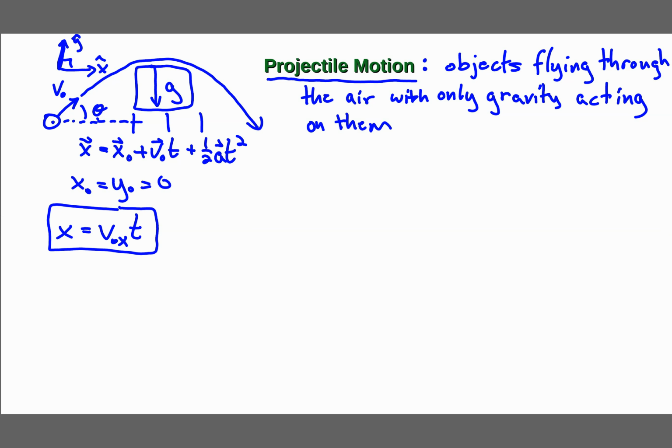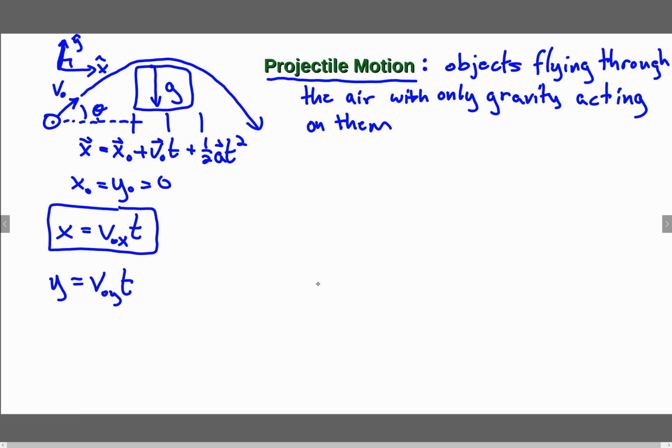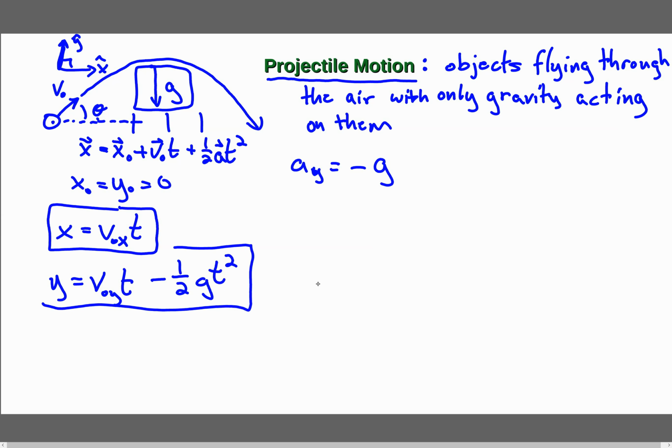And then let's do the same thing for y. So our y position at any time is going to be y0, which is 0 in this coordinate system that we set up, plus v0 in the y direction times t. And then notice that g is down, and I said that y hat was up, okay? So a_y equals minus g. So we have minus 1/2 g t squared. And that is our motion in the y direction, okay?